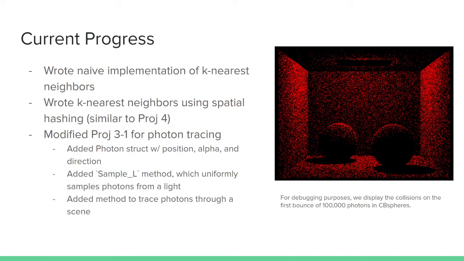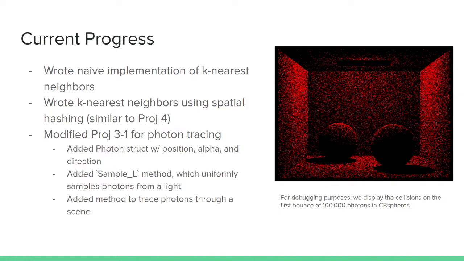So, in order to actually implement this photon mapping, we've had to make a lot of changes and a lot of additions to our Project 3-1 ray tracer. We've implemented a naive implementation of K nearest neighbors, which will hopefully help us in our KD tree implementation. And we also modified Project 3-1. So for example, we added a photon structure, which contains information about the position and direction of the photon, as well as an alpha, which weighs the photon.